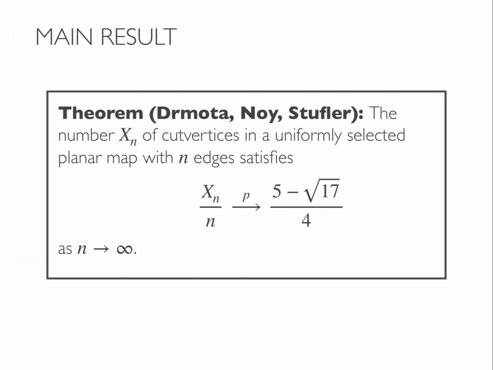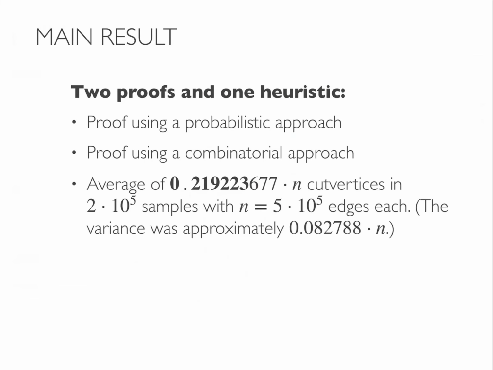Our main result states that the number Xn of cut vertices in a uniformly selected planar map with n edges is linear in n. Specifically, we show that Xn divided by n concentrates around the constant (5 minus square root of 17) divided by 4. Now, when doing long and complicated calculations of constants, it's easy to make a mistake that goes unnoticed. However, we are very confident that we have obtained the correct constant because we've actually come up with two very different approaches in proving this result that yield the same constant.